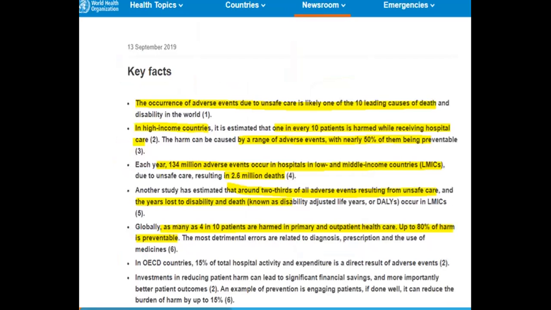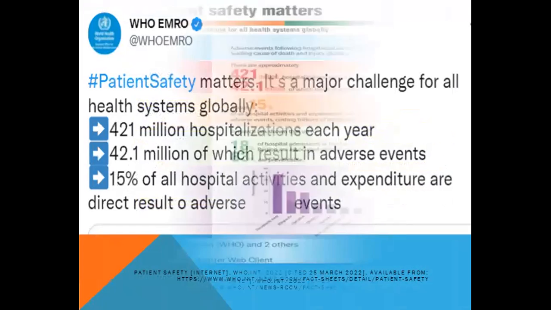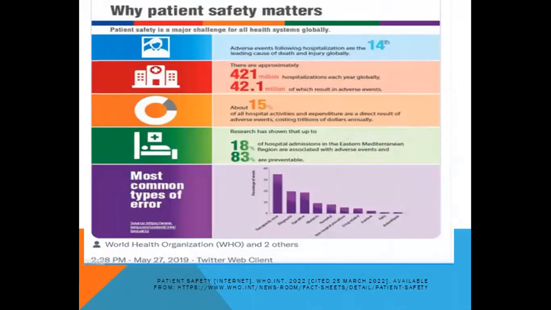Another study also showed that two-thirds of all adverse events resulting from unsafe care, and years lost due to disability and death, occur in low and middle income countries. Globally, 4 out of 10 patients are harmed in primary and outpatient healthcare, and about 80% of harm is preventable. According to recent WHO patient safety data, of 421 million hospitalizations each year, 42.1 million result in adverse events, and 15% of all hospital activities and expenditures are a direct result of adverse outcomes. This also shows a figure.